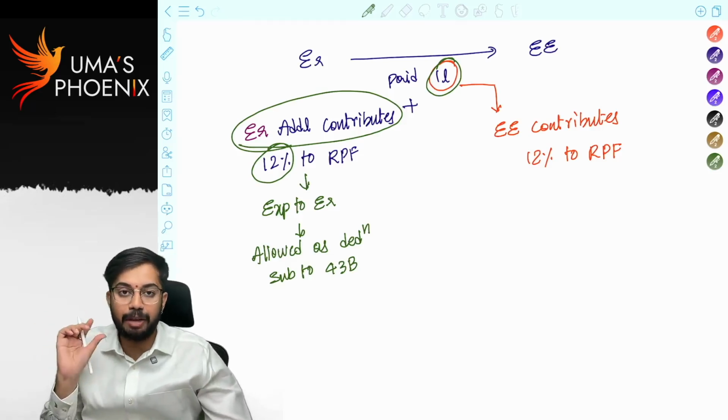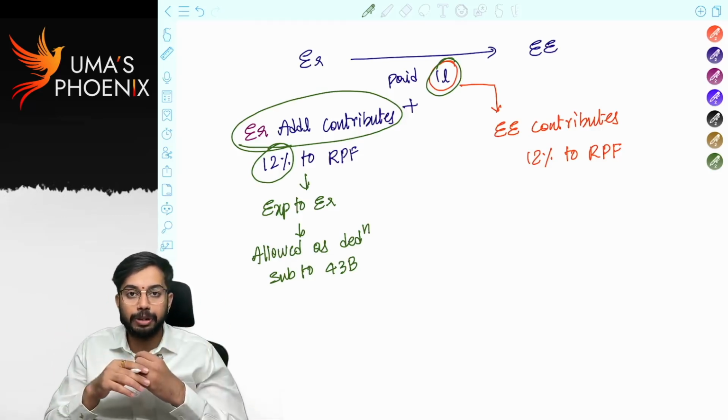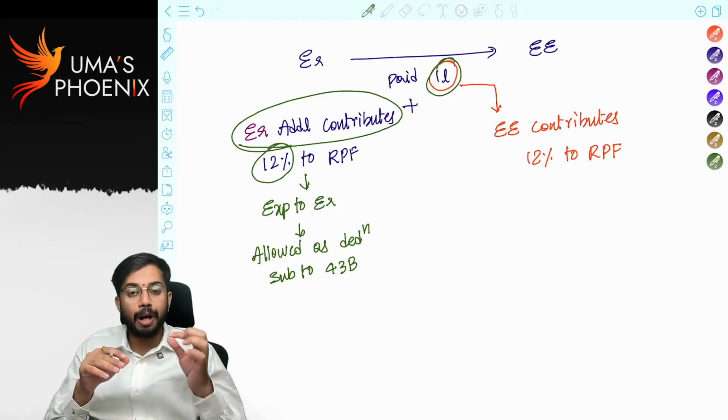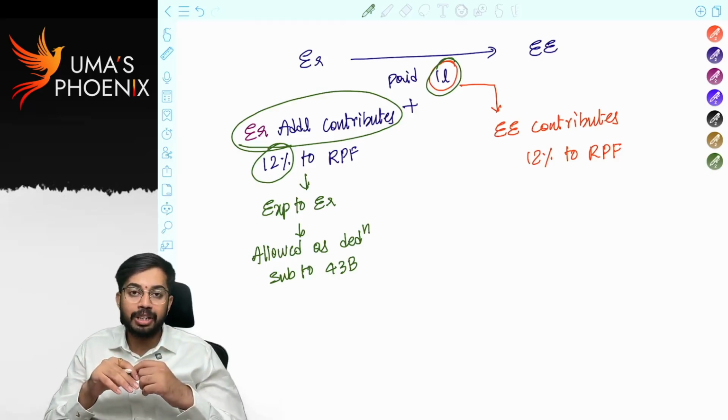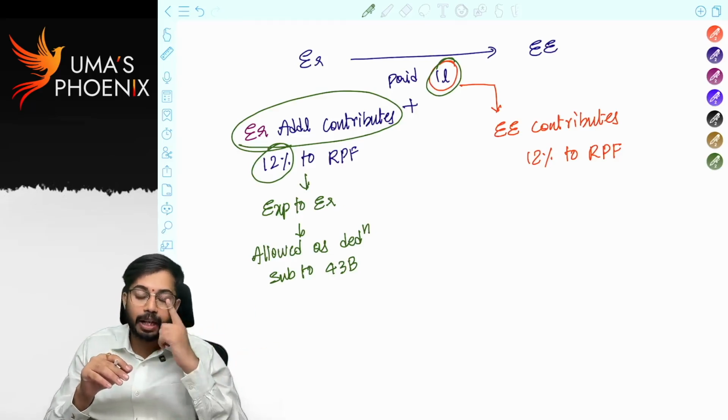So that is the tax treatment for employer contribution. What is the tax treatment for employer contribution to recognized provident fund? Employer contribution is allowed as deduction up to the amount permitted by the RPF Act. How much is permitted? 12%.